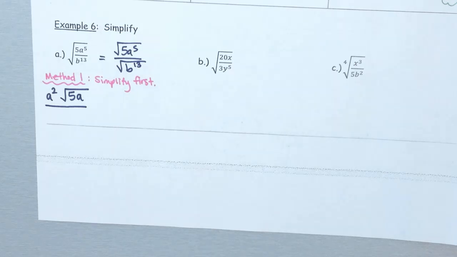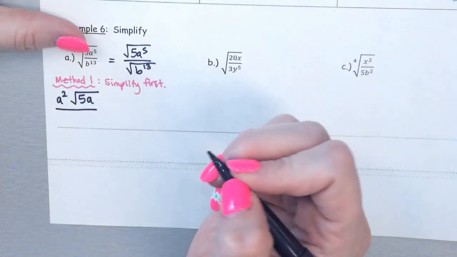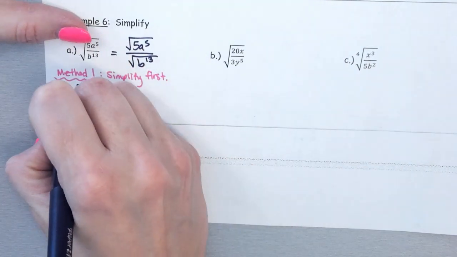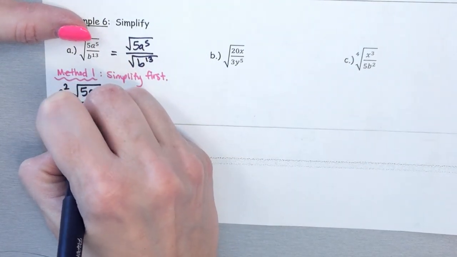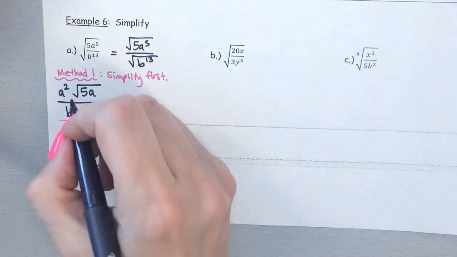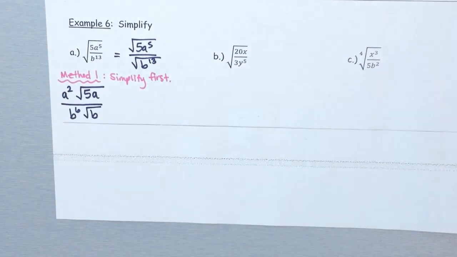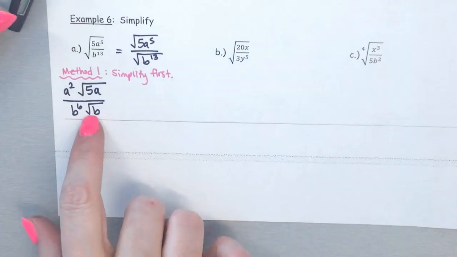All right, and then 2 goes into 13 how many times? Yep, so it's b to the 6. And then the square root of b because there's 1 left over. Okay, so if you simplify first, this is the square root.